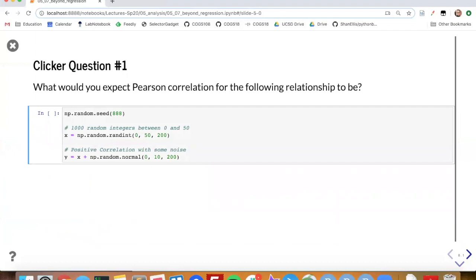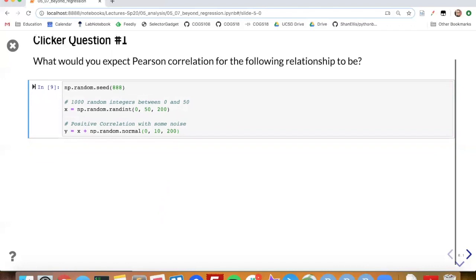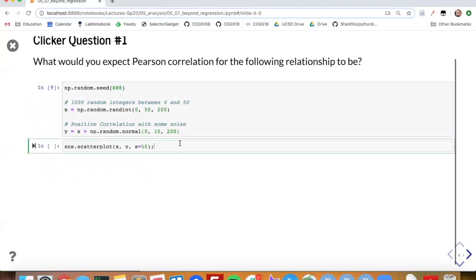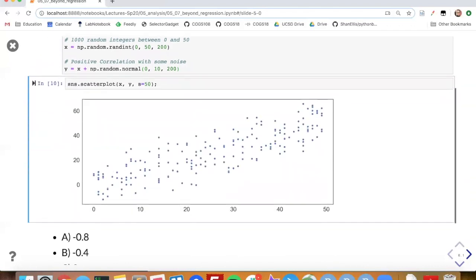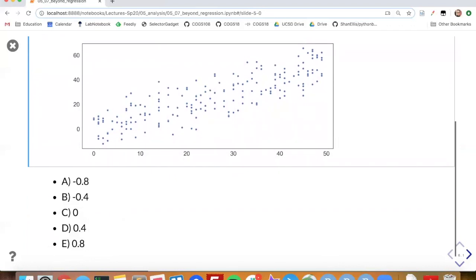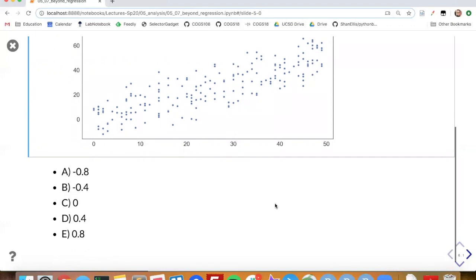I'm going to leave, again, the clicker questions in here because I think they're helpful. Feel free to pause if I don't give you long enough to think about it. But if I were to generate these data and plot them, visually my question to you is, what would the correlation, the r value, the Pearson correlation be here?